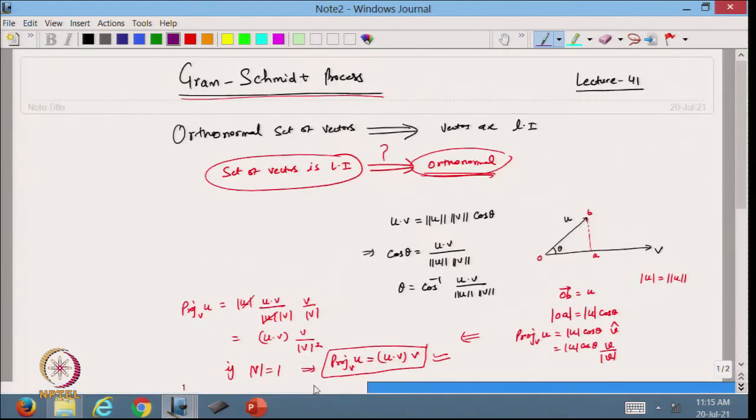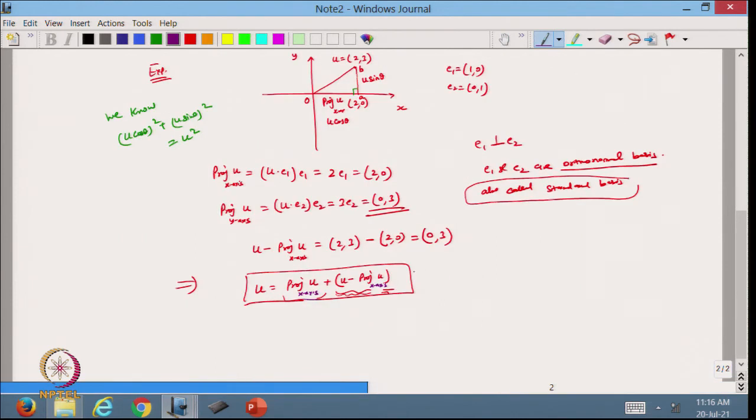Now, I know that if v is a unit vector, then the projection will be in this form. We have also discussed that it is a component in the direction of the x axis and a component in the direction perpendicular to the x axis, that is in the y direction. So, we can split the vector like this.